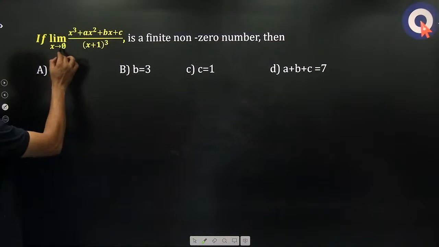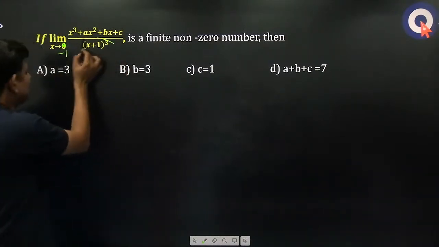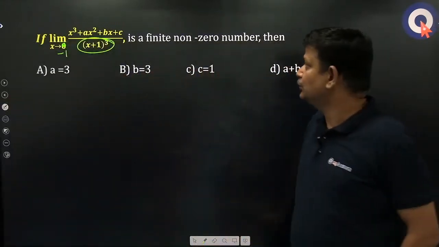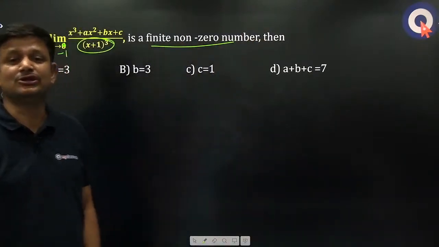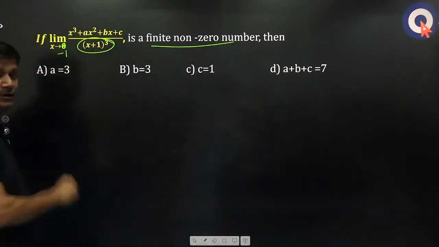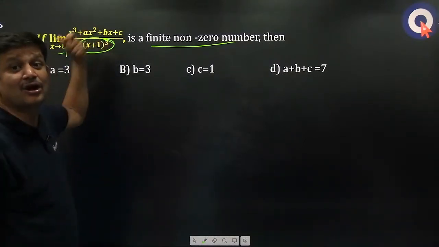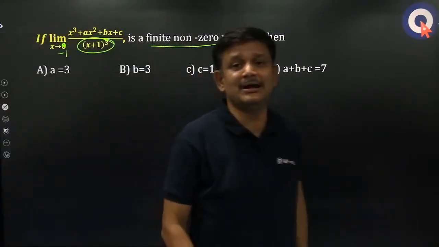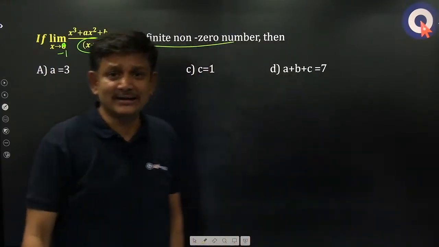Acha, so this should be limit extending to -1. This is becoming how much? 0. Denominator is 0. So for this to be a finite non-zero number, the numerator should also become 0. And x plus 1 should be a factor, not once, not twice, but 3 times. This x plus 1 whole cube should cancel in the numerator and denominator. Only then you get a finite number.